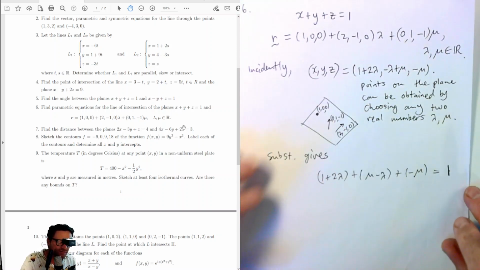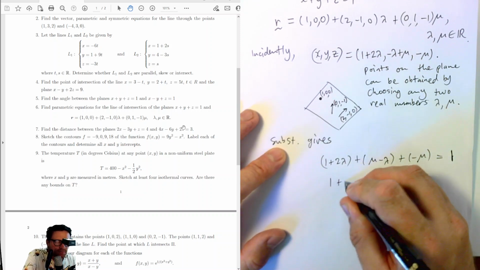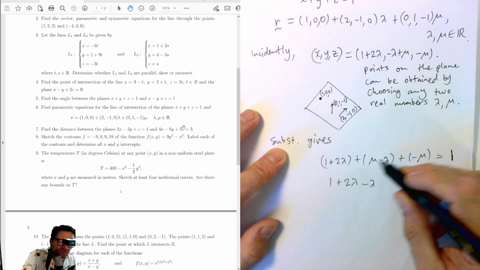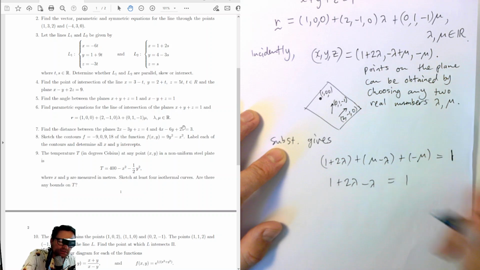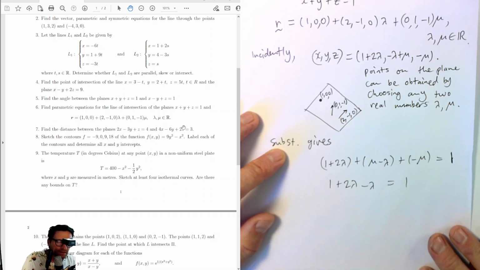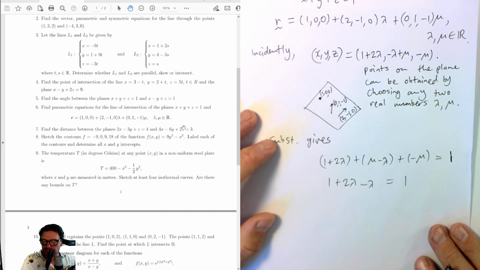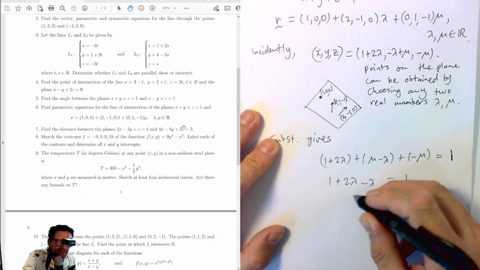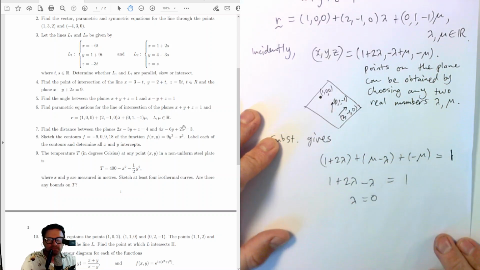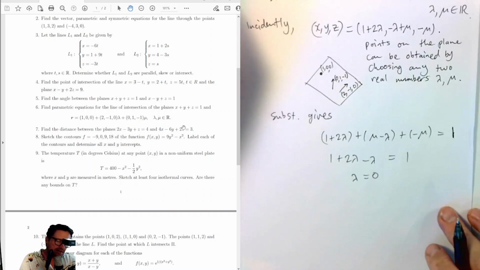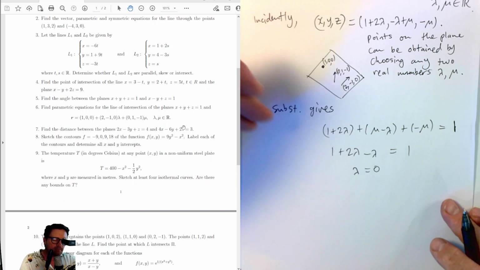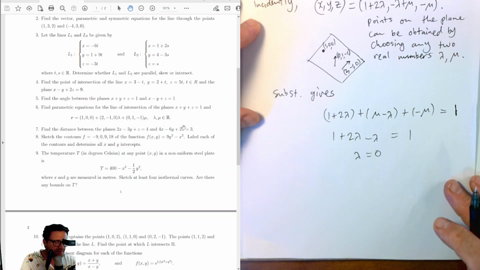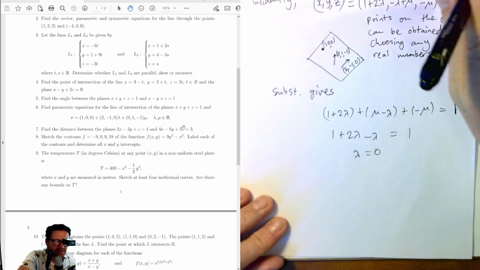Okay, so let's expand and simplify. So we have 1 plus 2 lambda minus lambda. Now the mu's vanish, mu minus mu is 0, so equals 1. Is that right? Okay, so sure. So this tells us then 2 lambda minus lambda is 1 lambda, so lambda equals 0. Seems a little bit too good to be true, but lambda equals 0 here gives us an intersection. All right, so if lambda is equal to 0, what is the line of intersection? What does it look like? So back to this right here.